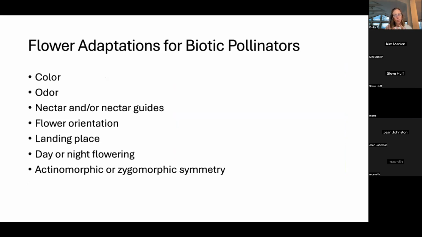Some flowers are oriented to have different things happen. There could be landing pads on your flower. Some flowers are not open during the day, but open at night. So that means they're moth pollinated. And then the flower symmetry, if it's radial versus bilateral, can also be an adaptation for a pollinator.